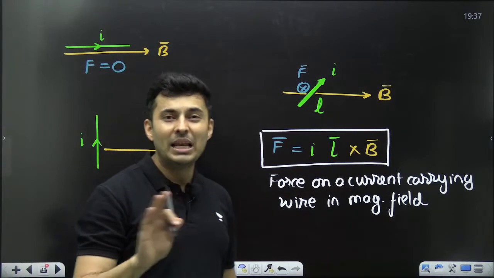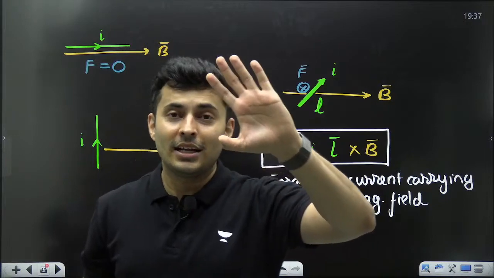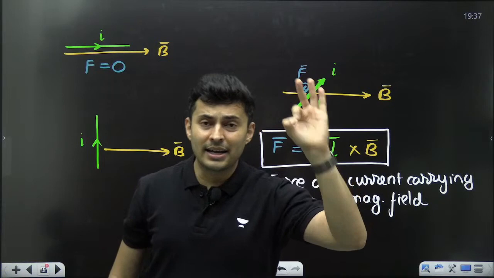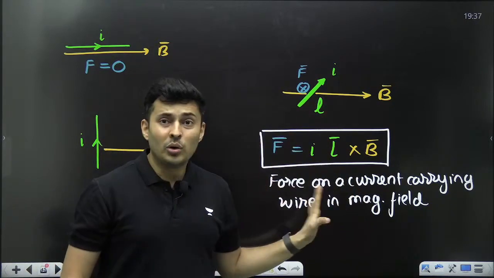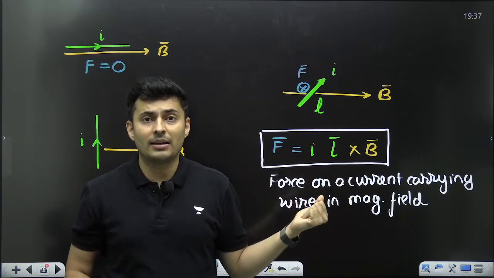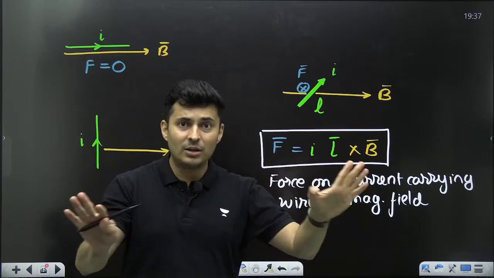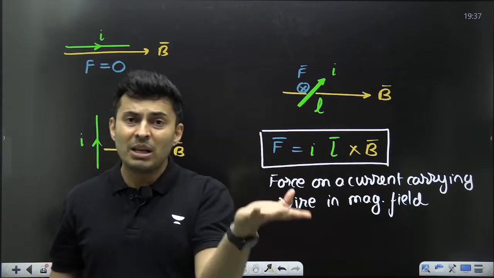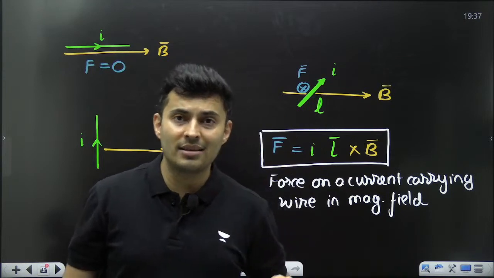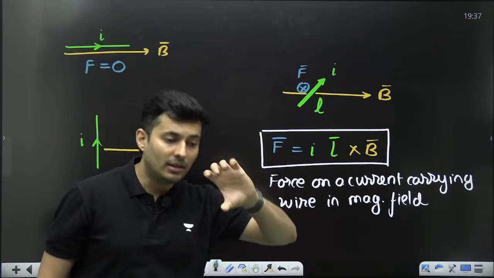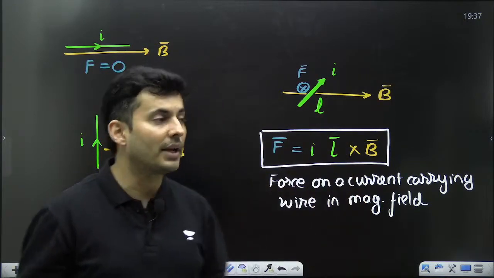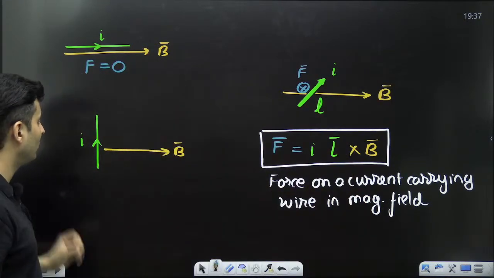Do not remember BIL. That is nonsense, utter nonsense. Many teachers try to teach the force on a current carrying wire is BIL. No, don't remember BIL, because then you don't remember which vector is coming first, which vector is coming next. It is IL cross B, end of story. It's not BIL. BIL will work only when the angle is 90. What when the angle is not 90? What if i, j, k components are given? Then you need to remember, okay, L comes first, then B. It's not IB cross L. No, it will give a wrong answer. So IL cross B is the way to remember it.